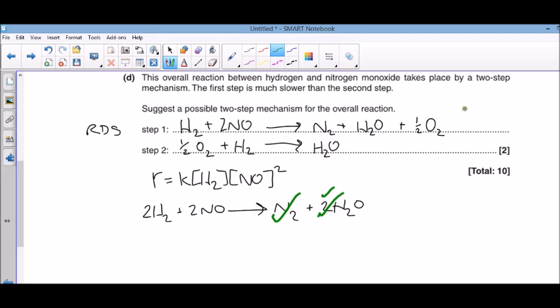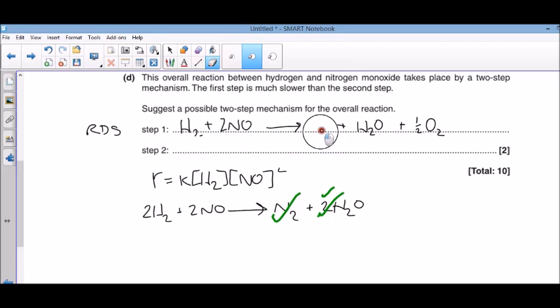I've got an N2. The oxygen cancels out because I've got it in the product side in the first step and the reactant side in the second step. So if I was to cancel that down, I'd be left with 2H2, 2NO making N2 and 2H2O, which is exactly right.